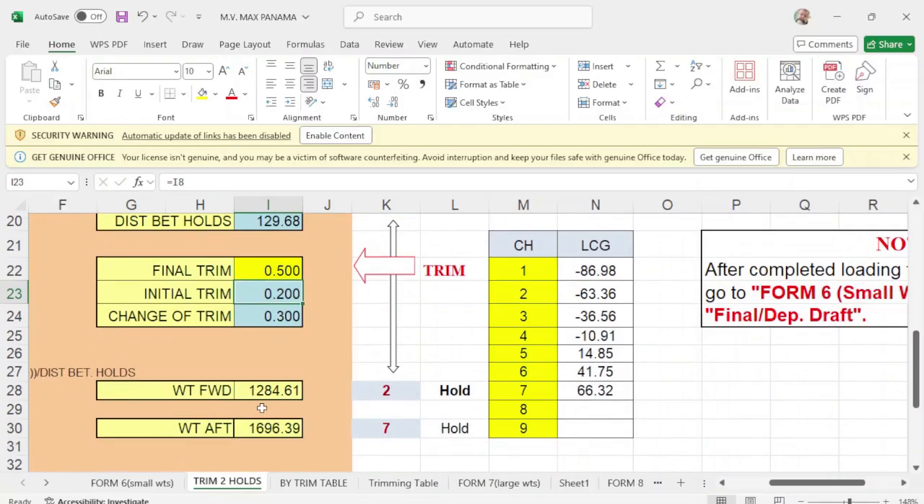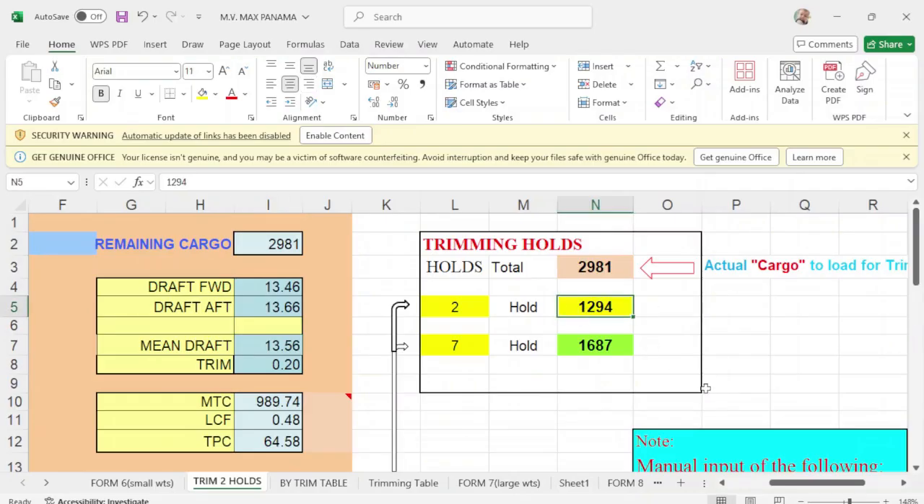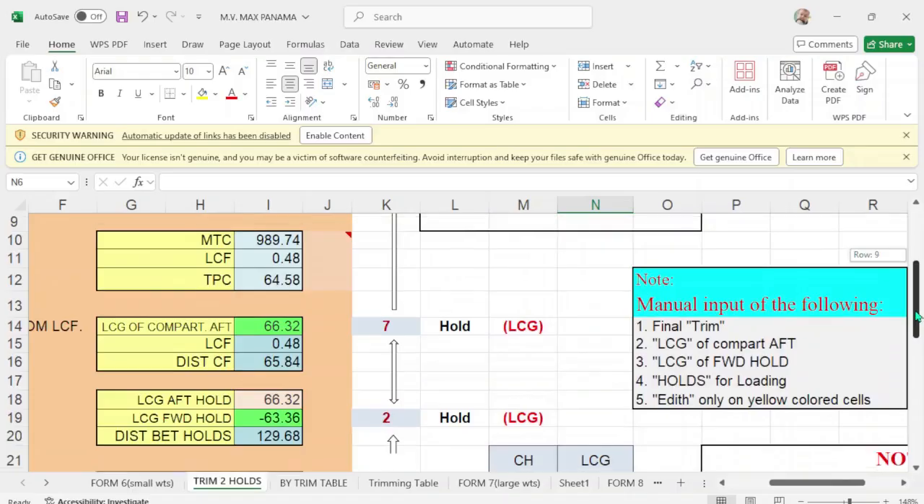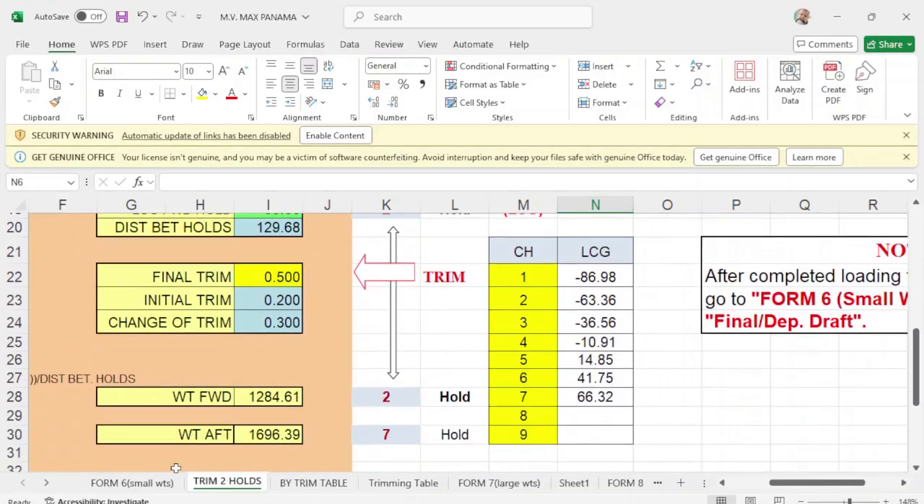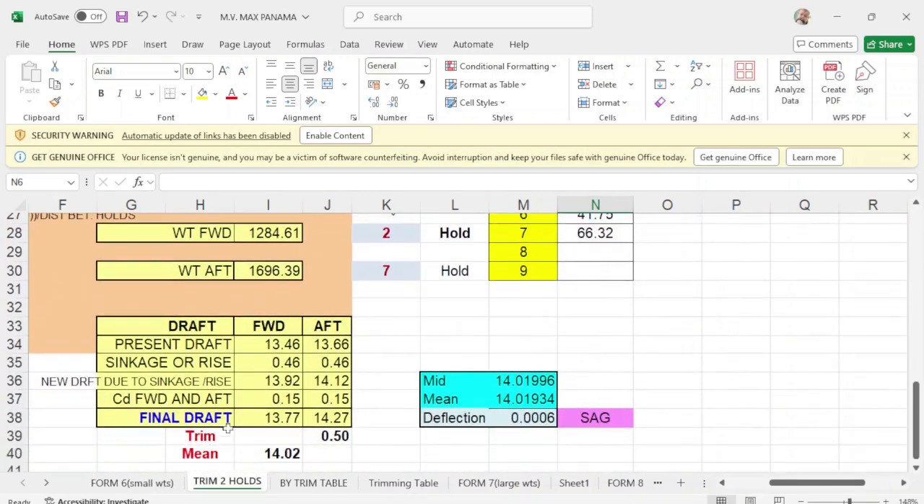Number 1 should be 1285. Put here 1285. And number 7 will be 1696. And your departure drop, forward and up: forward is 1377, up drop is 1427. You have a trim of 50 centimeters and your mean drop is 1402. Your deflection is 0, okay?